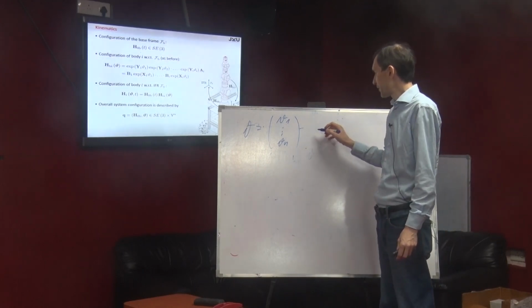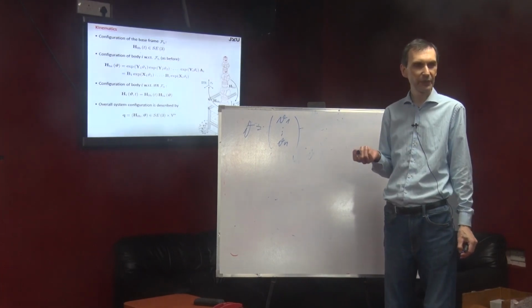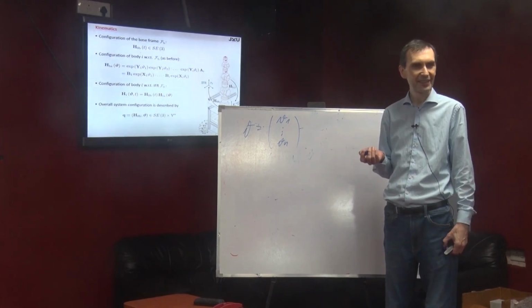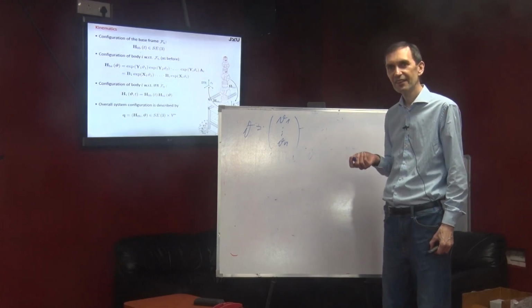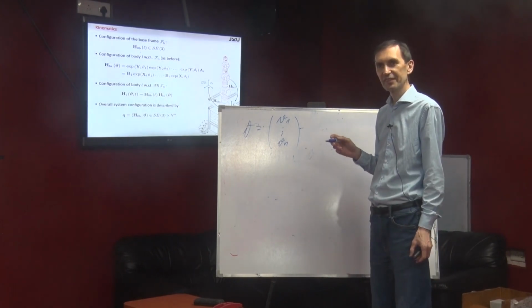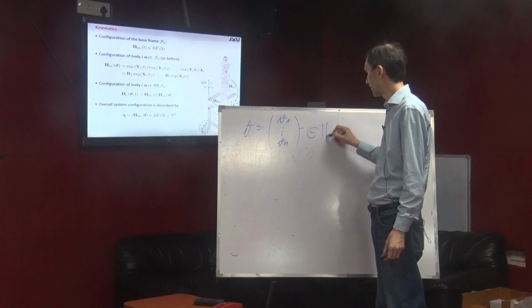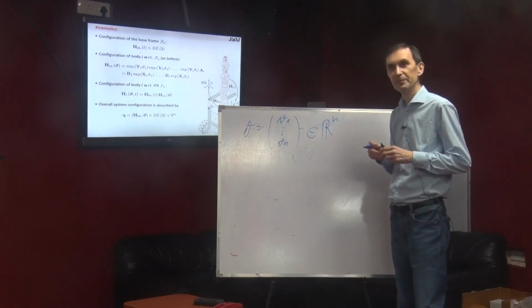So what's the space actually that this is living in? This is an n vector. What would you say? Then it would be an n-dimensional space. So is it like Rn or something? Yeah, like Rn. Are you sure?